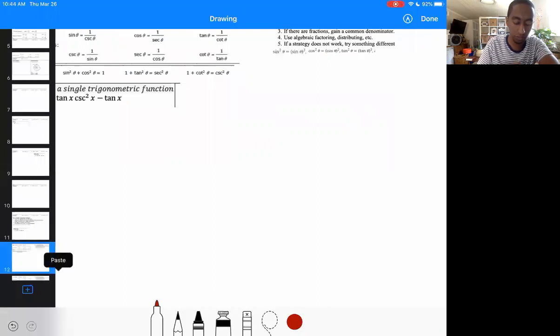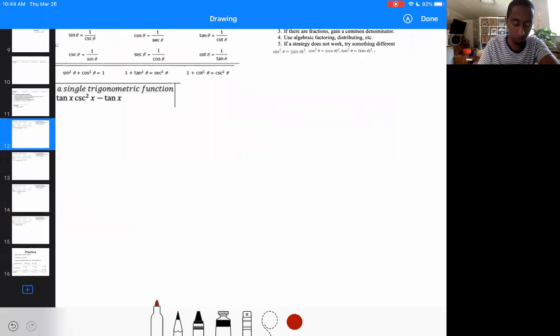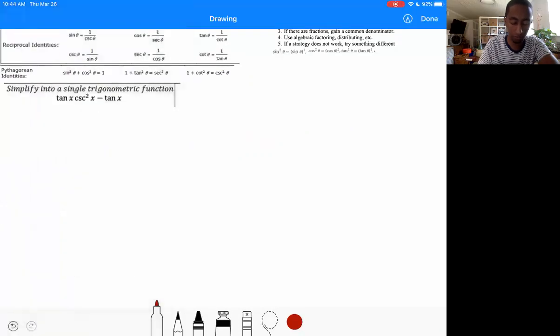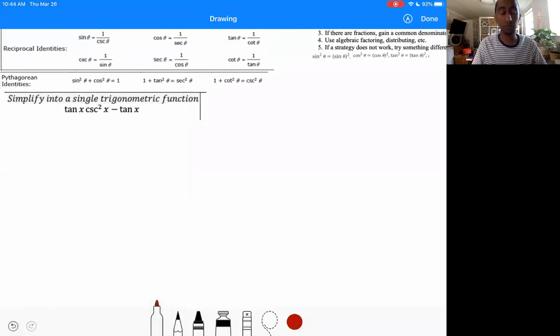So let's jump into our first one. We're going to do 4, and then the practice after that. So let's say we want to simplify this. We'll start with the easy example here. We're going to simplify this into a single trig function. So we have tangent of x cosecant squared of x minus tangent of x. And we want to take that and simplify it.